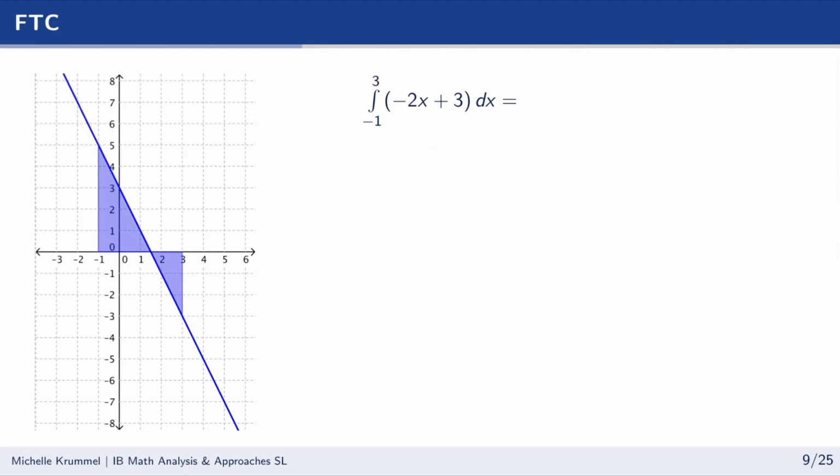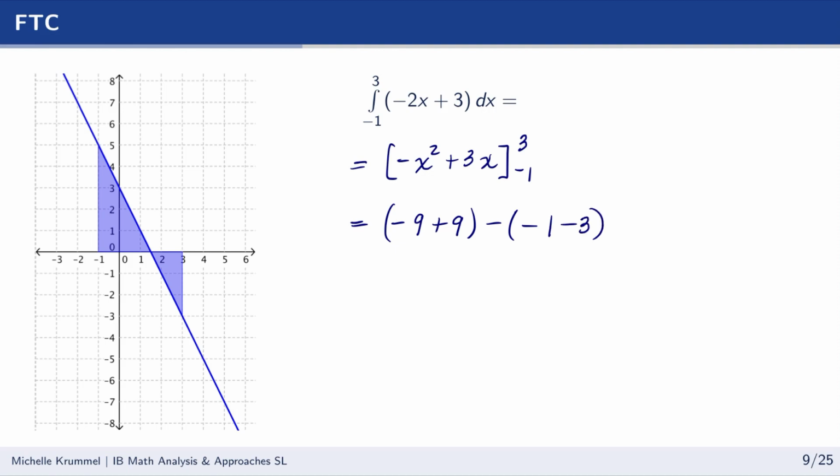Okay, the next one, same integrand, so the antiderivative negative x squared plus 3x. Our interval this time goes from negative 1 to 3. So we sub in the 3, minus, sub in the negative 1, and we get 0 minus negative 4, or just 4.